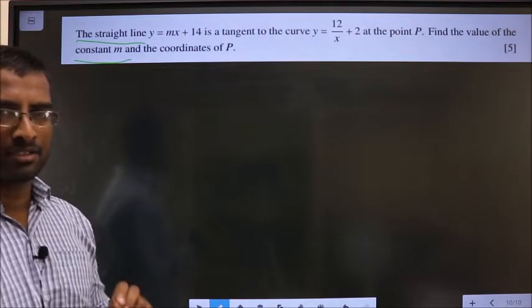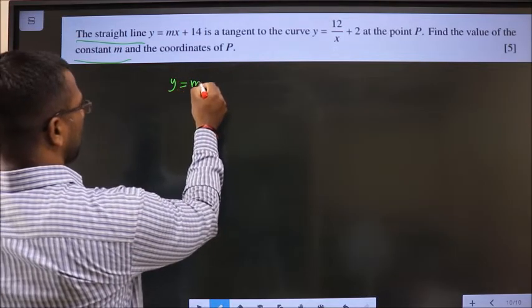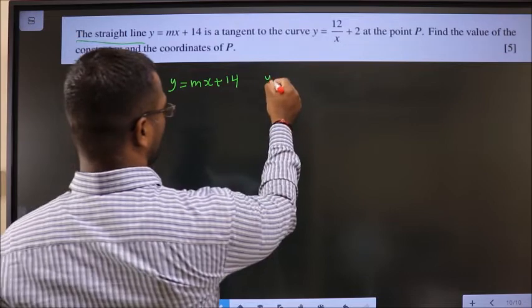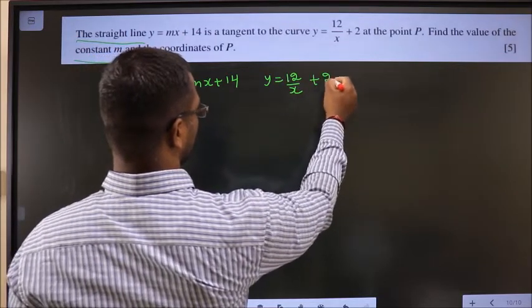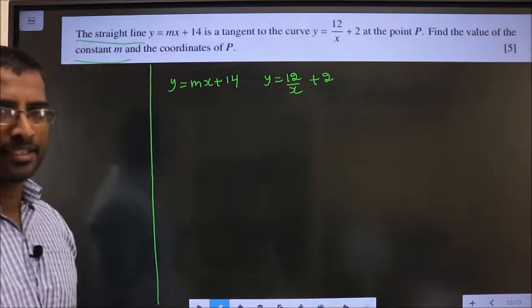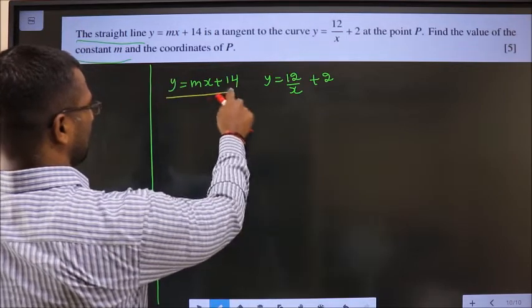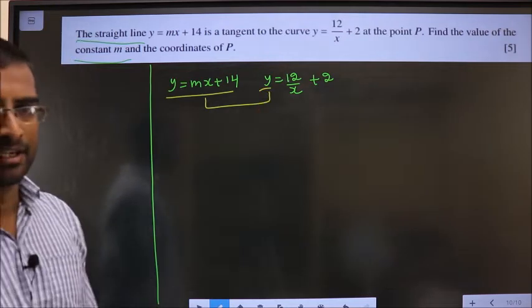Given equations are y is equal to mx plus 14 and y is equal to 12 by x plus 2. The given condition is, he is saying this line is a tangent to this curve. What do we mean by that?